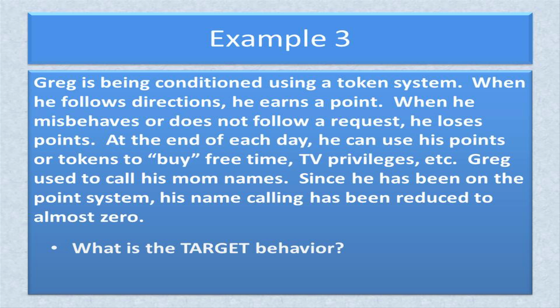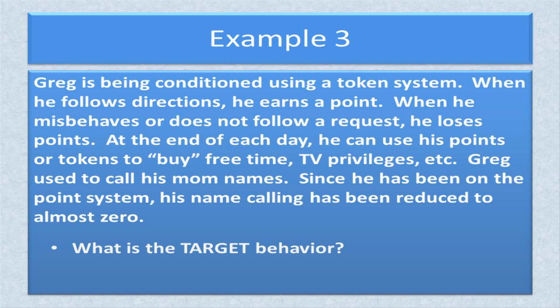In the third example, Greg is being conditioned using a token system. When he follows directions, he earns a point. When he misbehaves or does not follow a request, he loses points. At the end of each day, he can use his points or tokens to buy free time, TV privileges, and so forth. Greg used to call his mom names. Since he's been on the point system, his name calling has been reduced to almost zero.